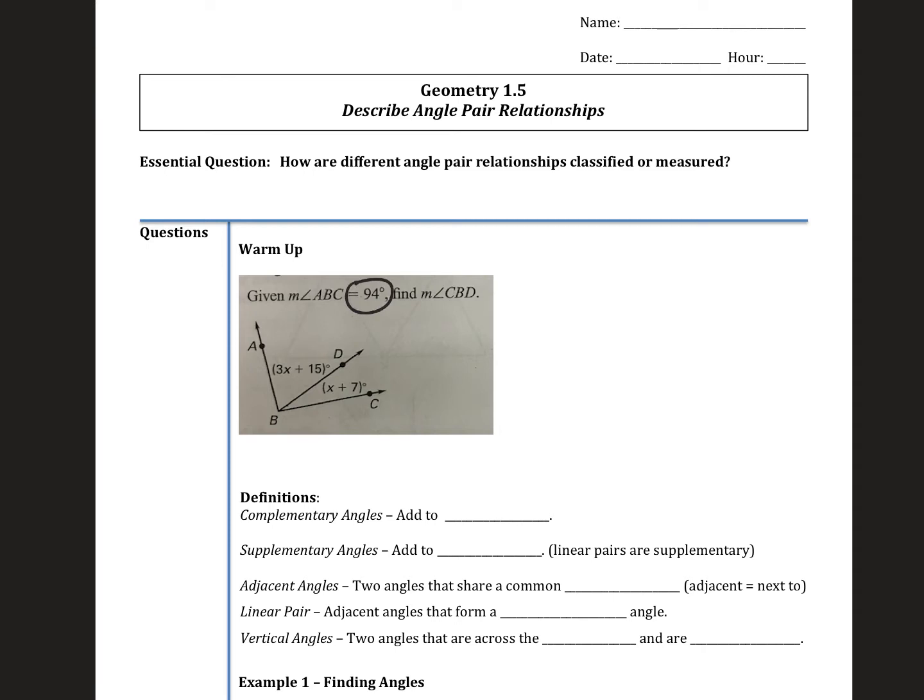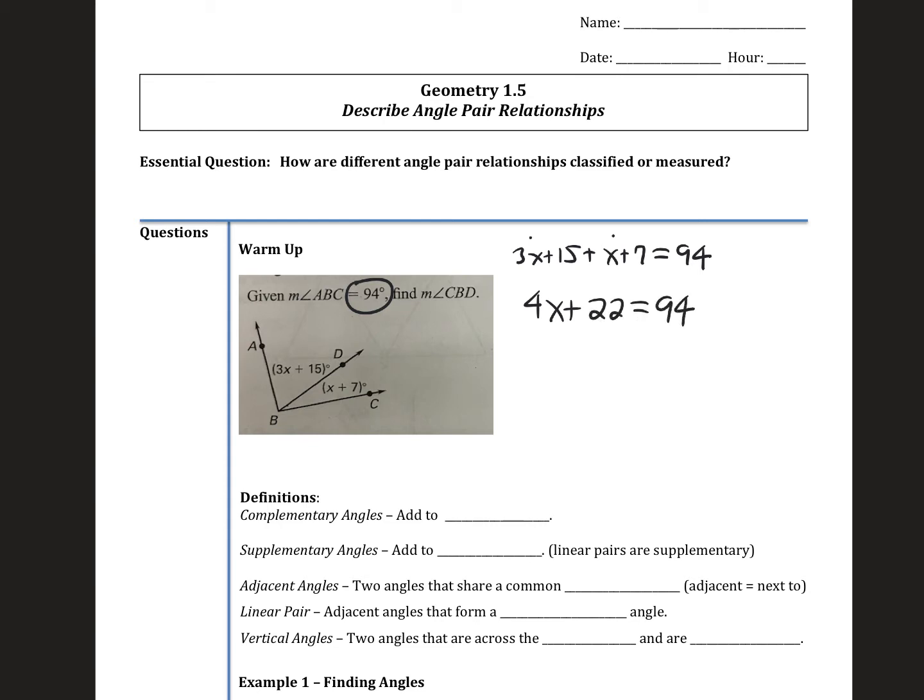So that means ABC is going to add up to 94. So we need to add the two smaller angles, which is 3x plus 15 plus x plus 7 equals 94. Combine like terms, we got 3x and x is 4x. 15 plus 7 is 22.